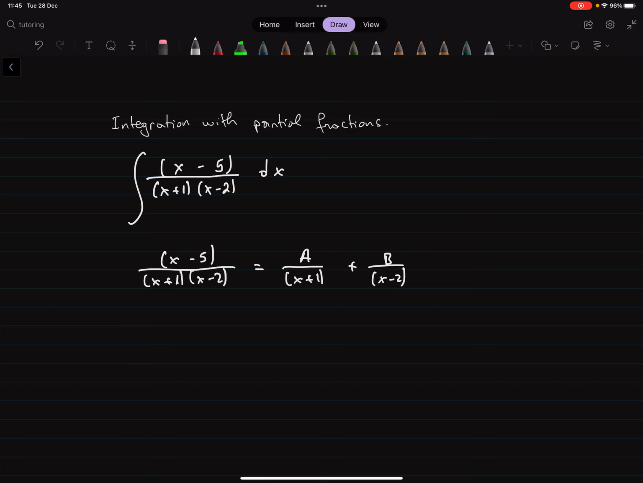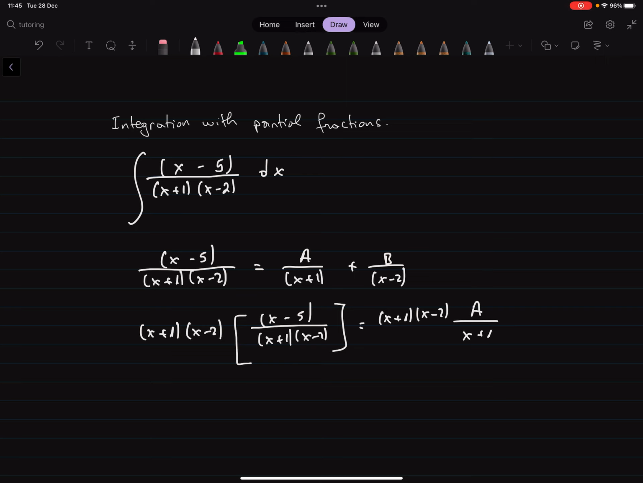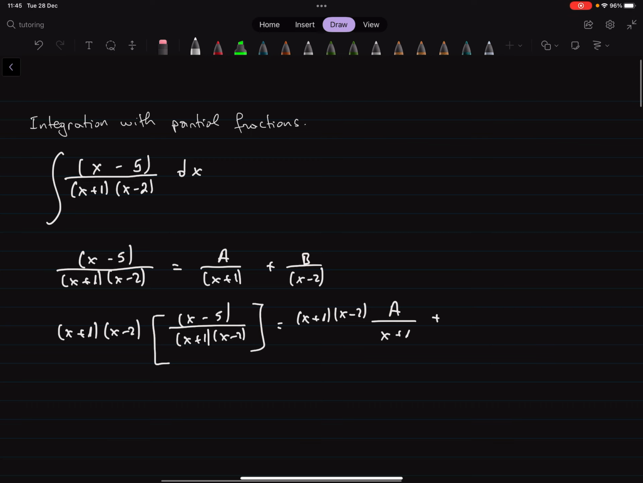So in that case, we would have x plus 1, x minus 2 times x minus 5 over x plus 1, x minus 2. And then we do the same thing on the other side, equals x plus 1, x minus 2 times a over x plus 1. And then the same thing for b, which is x plus 1 times x minus 2 times b over x minus 2.